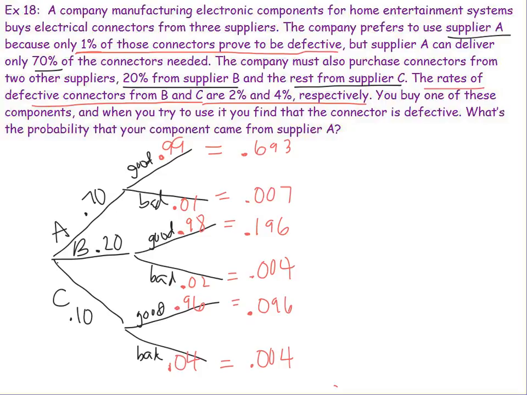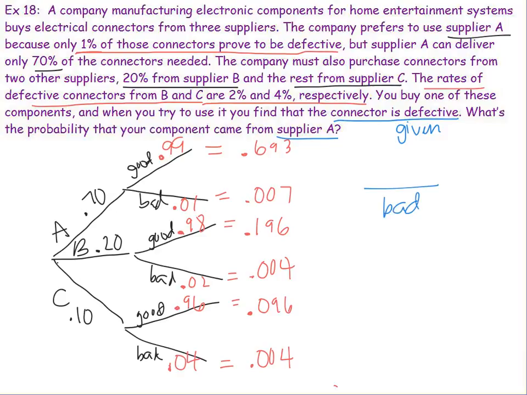Now let's actually answer the question. So you buy one of these components, and when you try to use it, you find that the connector is defective or bad. What's the probability that your component came from supplier A? So what do we know first? Because this is a conditional, because they're not talking about all the connectors. We bought a connector. It is defective. That was what we were given to start with. That means defective is on the bottom. And you know what? Let's use the word we've been using for defective, bad. So bad is on the bottom.